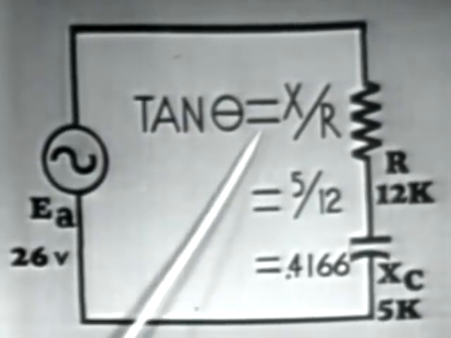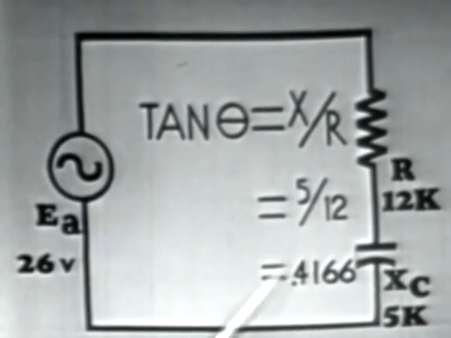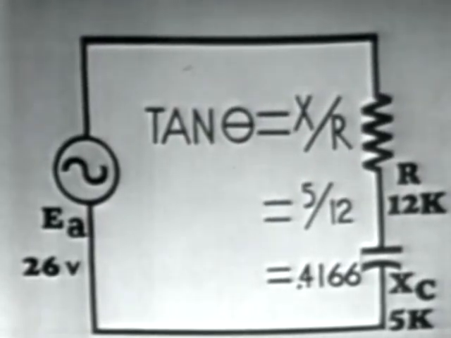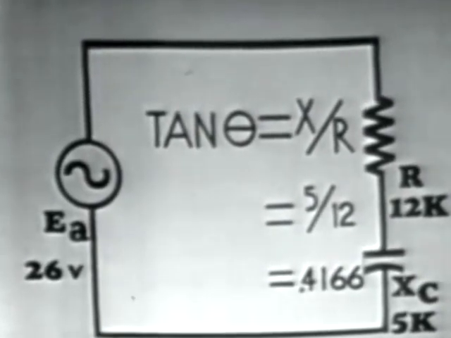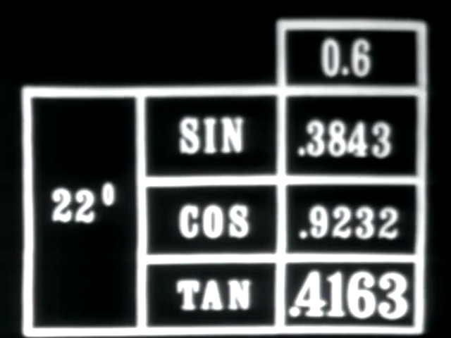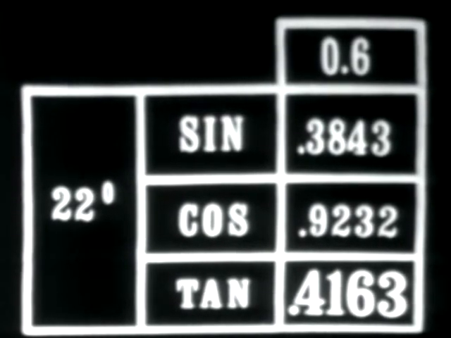To determine our impedance angle, we can use the tangent trig function, we said. The tangent of angle theta is equal to X over R, or X sub C divided by R. 5 divided by 12 is equal to 0.4166. Looking at our trig tables, 0.4166 is nearest to 0.4163. And that gives us an angle of 22.6 degrees.